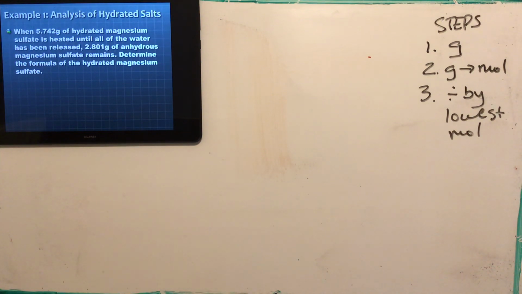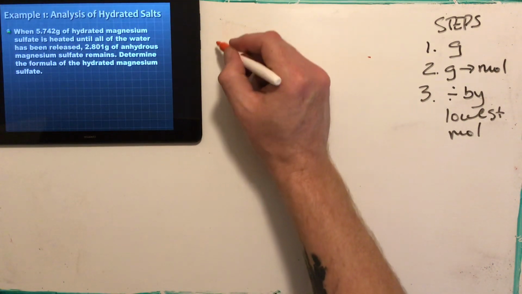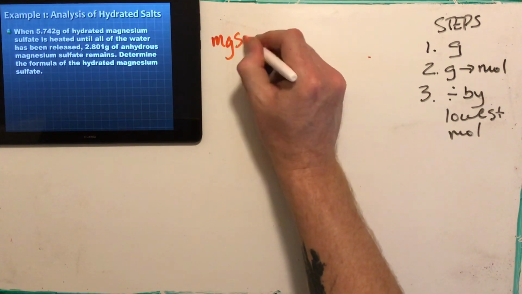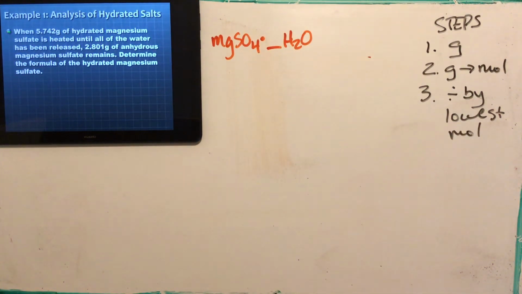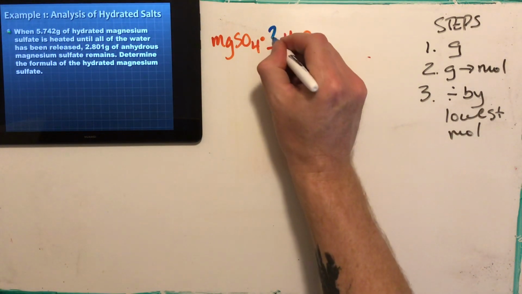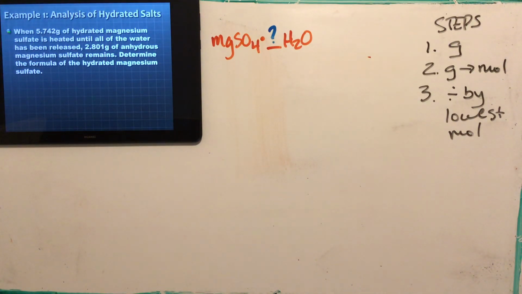And it says here, when 5.742 grams of hydrated magnesium sulfate is heated until all of the water has been released into the atmosphere, 2.801 grams of anhydrous magnesium sulfate remains. Determine the formula of the hydrated magnesium sulfate. So what I have is magnesium sulfate, which is MgSO4 dot, and I've got H2O. So I've got a hydrated salt, right? This number in here, we don't know. It could be dihydrate, heptahydrate, pentahydrate, I don't know.